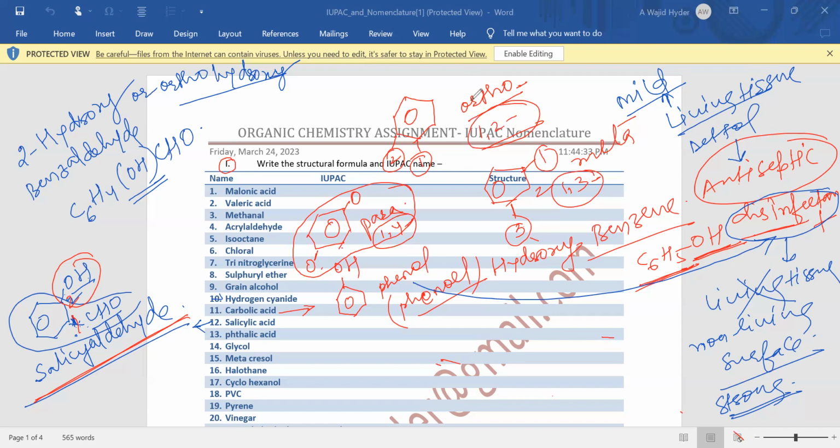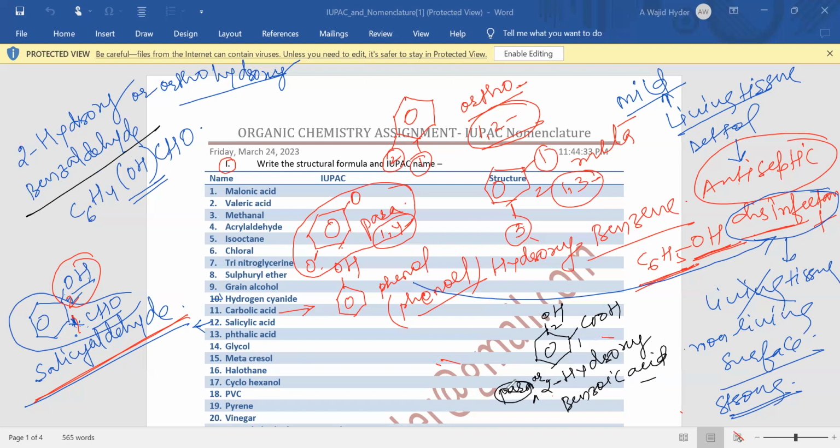Now see, here you are talking about salicylaldehyde. So I will explain salicylic acid also. One carbon OH and next carbon COOH. 1, 2, 2 hydroxy. What rest is? Rest is benzoic acid. There it was benzaldehyde. Here it is benzoic acid. I wrote here para, but 1 to 2 is what? Ortho. Fine. So it was ortho or 2 hydroxy benzoic acid.